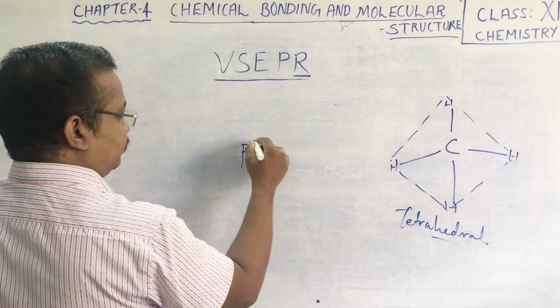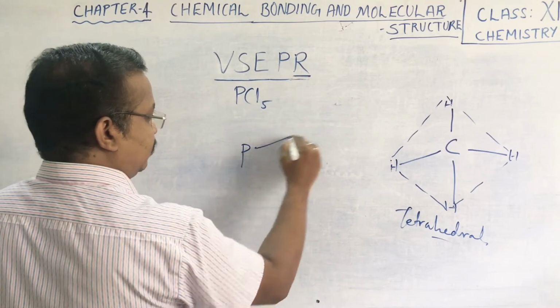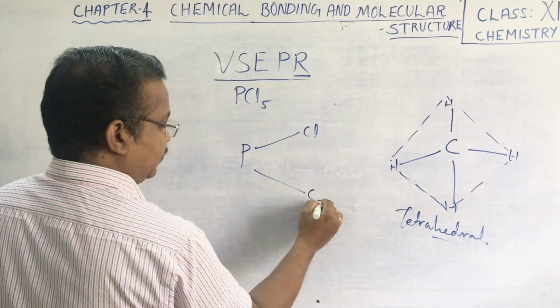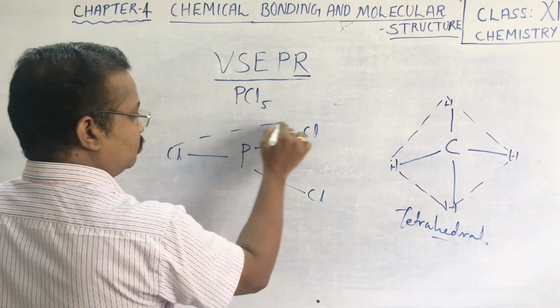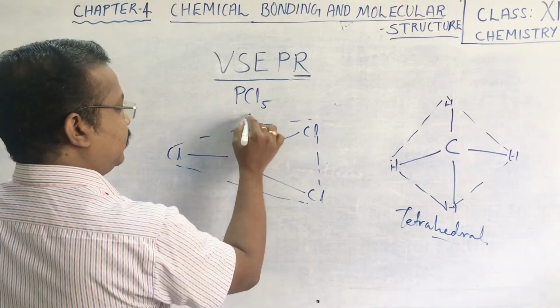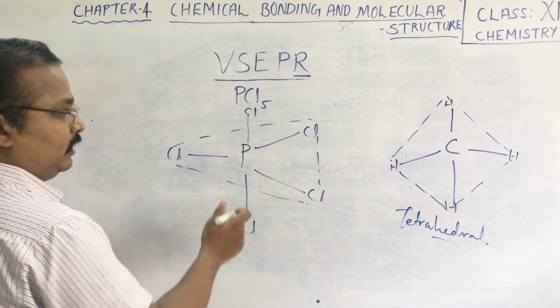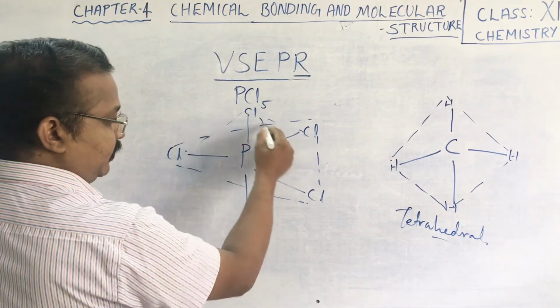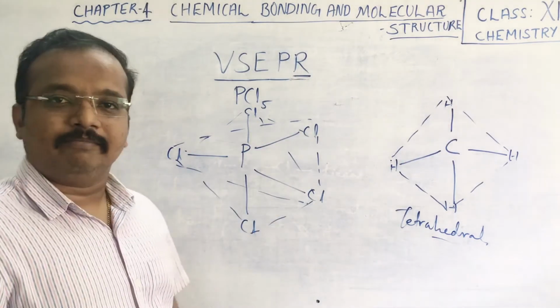Now if you consider another atom like phosphorus, PCl5, where 3 chlorine atoms are placed at the maximum distances in a plane. So this forms a trigonal structure, and if one chlorine is placed on top and one is down, this will form a trigonal bipyramidal type. This is our trigonal bipyramidal.